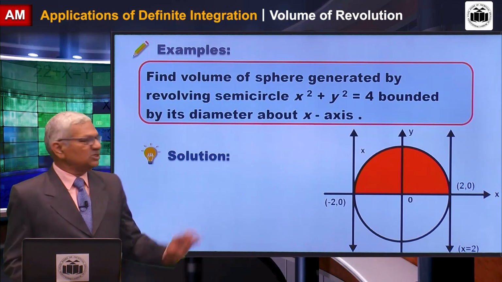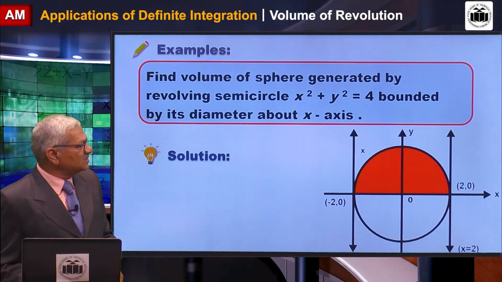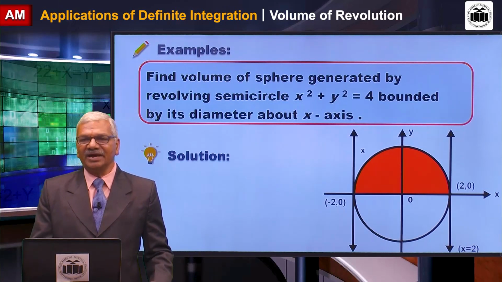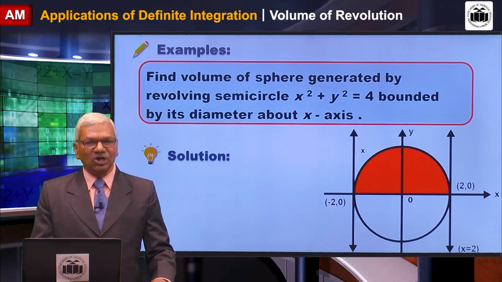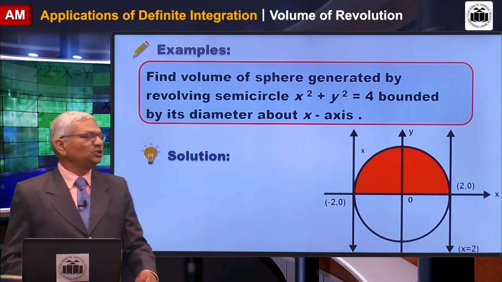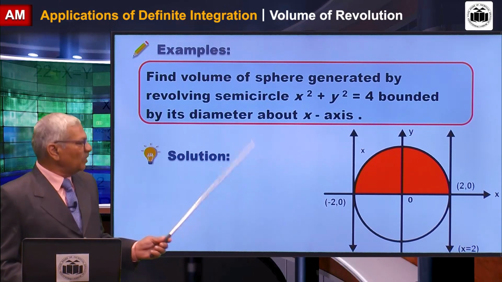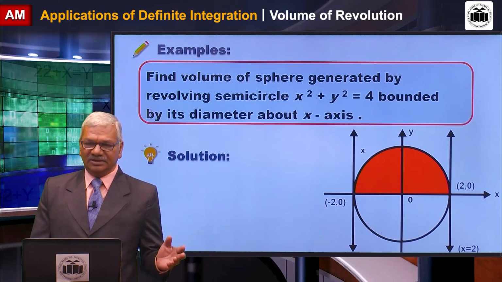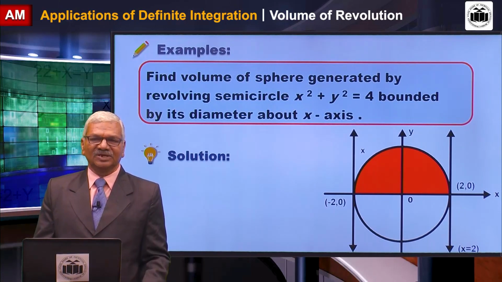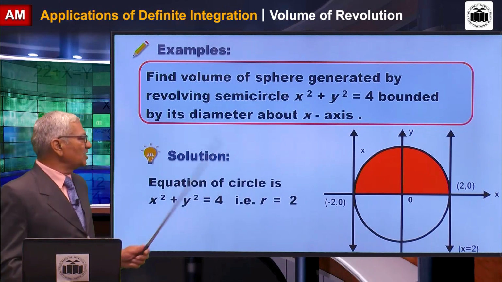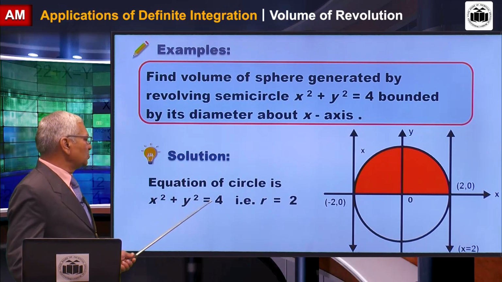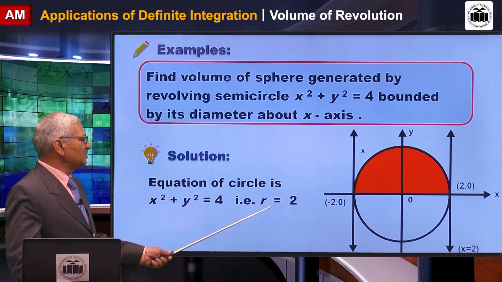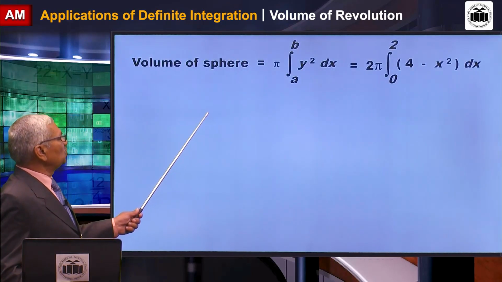But this is symmetric about y-axis. So we can take half part of this and make it double, that gives the required volume by taking the limit 0 to 2. One can take the limits minus 2 to 2 and not make it double. You get the same answer. See, the equation of circle is x square plus y square equals 4, means radius r equals 2. Hence, the limit is 0 to 2.